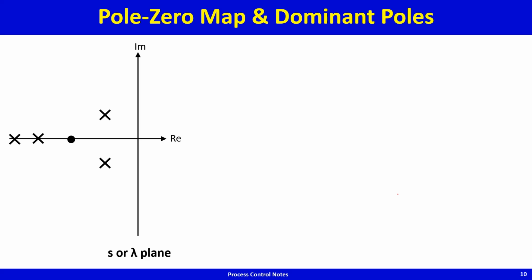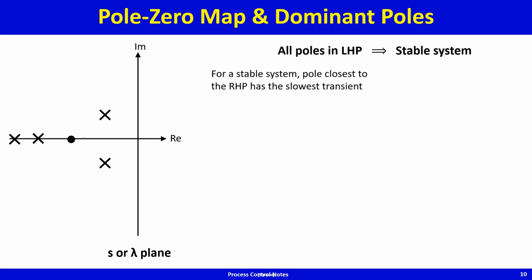So here I'm just showing you something. It has 4 poles that are denoted by these crosses, 1, 2, 3, 4, and it has a zero that's denoted by that big dot. What does this indicate? We see that all poles are in the left half plane, and therefore the system is stable. That's the first thing that we can tell. Now, for a stable system, the pole closest to the right half plane has the slowest transient.